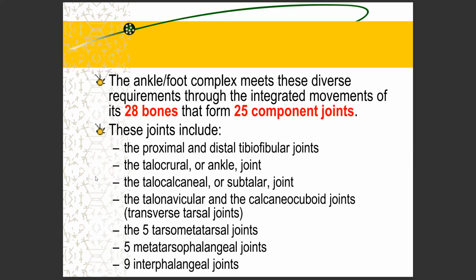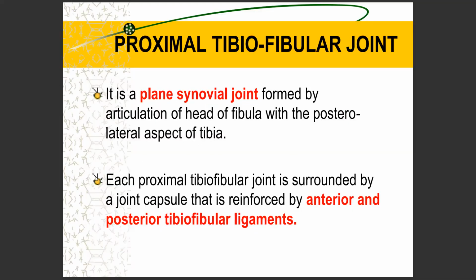Among these 28 bones, 7 of them are the tarsals, then 5 of them are the metatarsals, and the remaining are the phalanges. So let's start from the proximal tibiofibular joint.